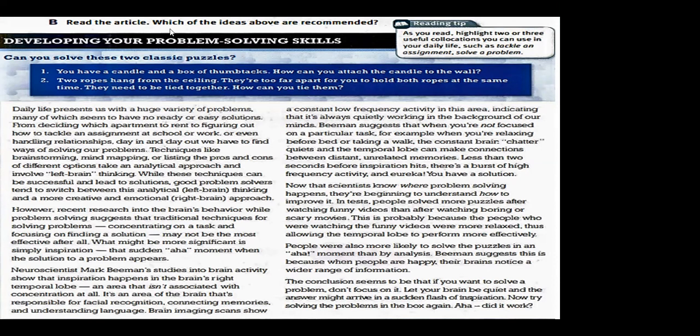Okay, read the article. Which of the ideas above are recommended? The ones you just read. First, let's solve this problem. Okay, Gabi, you read number 1, and Daniela, you read number 2, please. Two classic puzzles, and let's see if you have the answer.